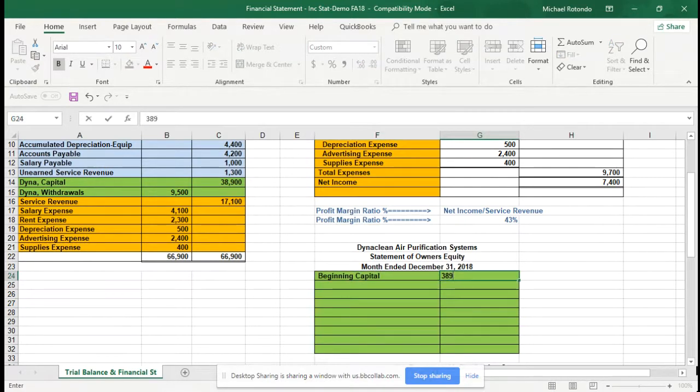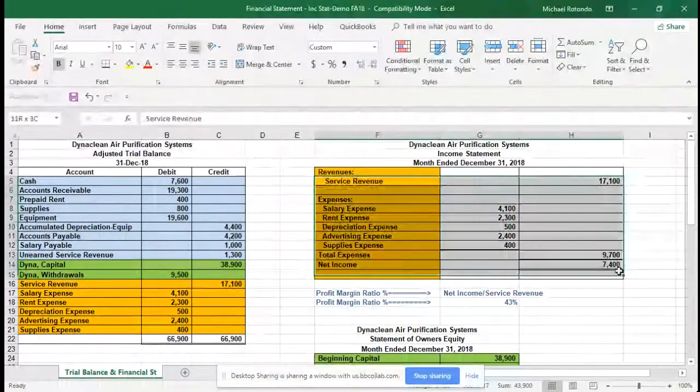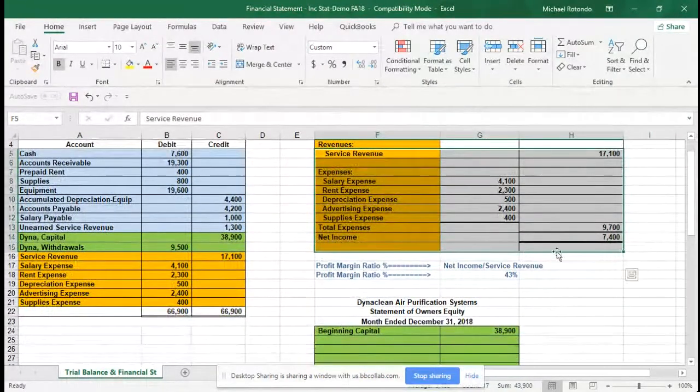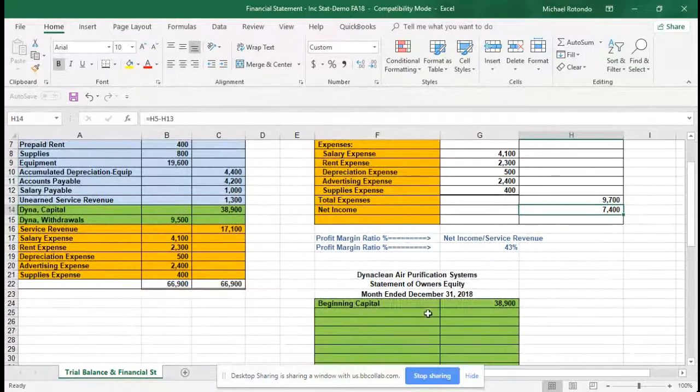And that's $38,900. Again, what affects owner's equity? What affects capital? Revenues, expenses. We don't need to redo all this in this statement. We've already done that. All we need is the net figure. So Dynaclean had net income, so that's going to add to their capital, right? That's going to increase their owner's equity.